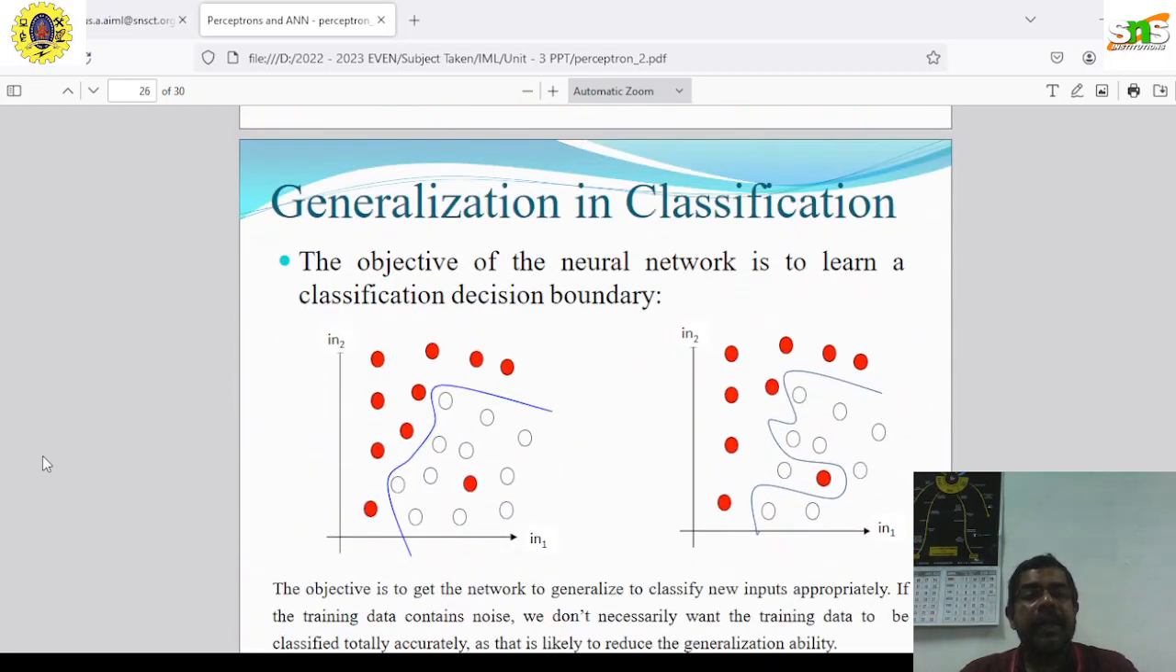So, generalization in classification. The objective of the neural network is to learn the classification decision boundaries, to classify new inputs appropriately, so that they are put into the appropriate boundaries. If the training data contains noise, the system should not necessarily want that training data to be classified with total accuracy. Otherwise, it is likely to reduce the generalization ability. So we have to give appropriate generalization and classification methods for the same.